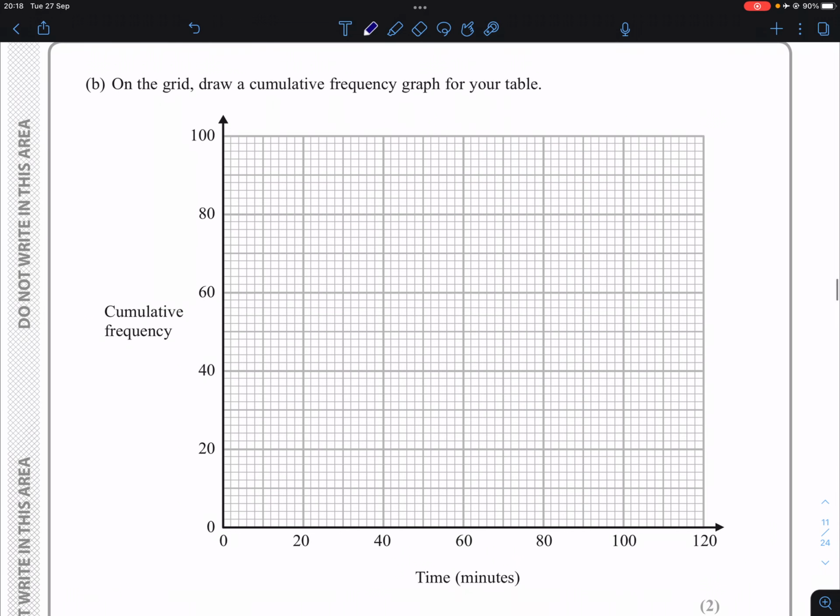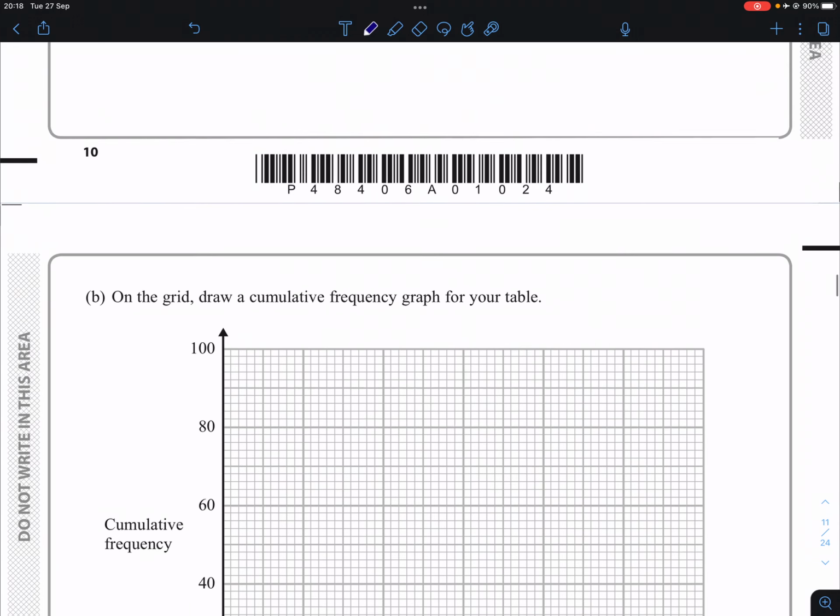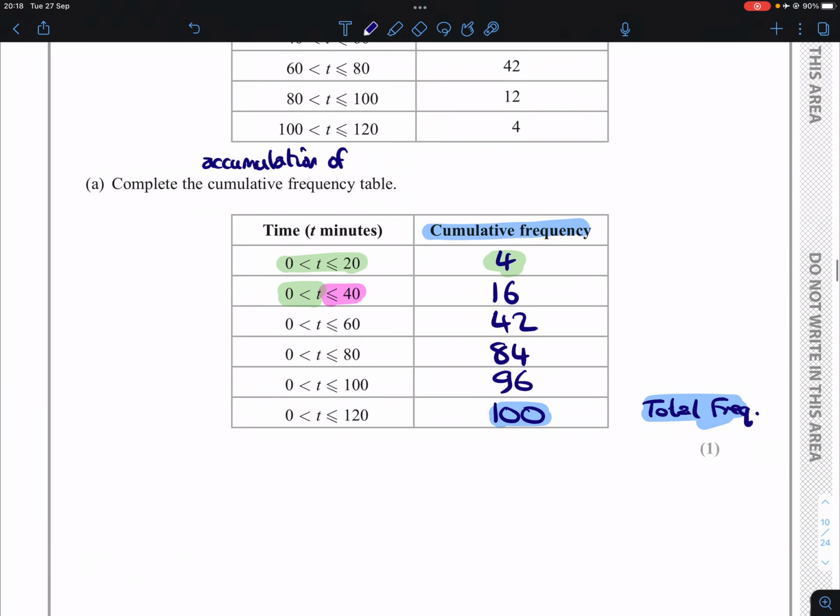Then you're asked to sketch the graph. One thing you've got to be careful with is that when you plot your coordinates, you are interested in the upper end of the groups. So the idea is you're interested in up to 20 minutes, up to 40 minutes, so on and so forth. And then, of course, by the time you get to the end, it's up to 120.